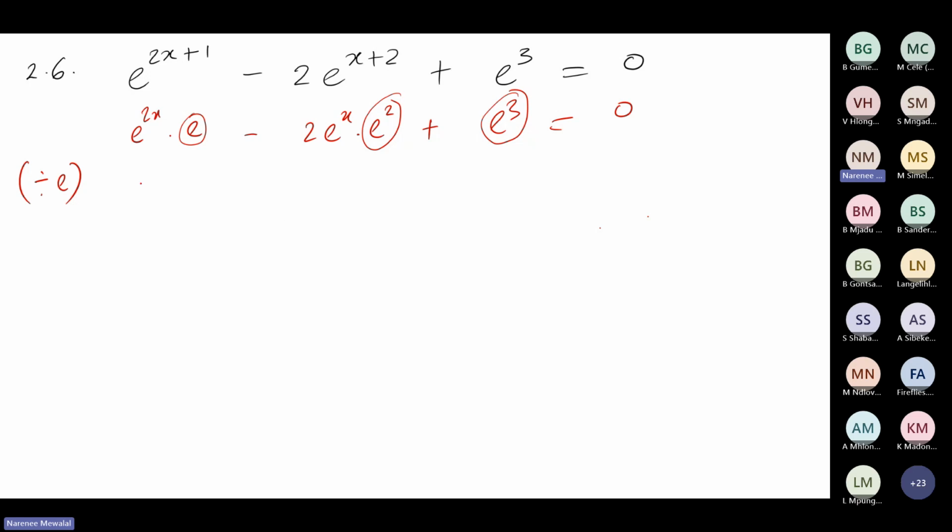And when you do that, you're going to get e to the 2x, which is the same thing as e to the x all squared. This thing here is e to the x all squared minus, and when you divide this term here by your e, you're going to get 2 e to the x times e. The e squared divided by e gives you e, plus your e cubed divided by e is going to give you e squared equals 0.